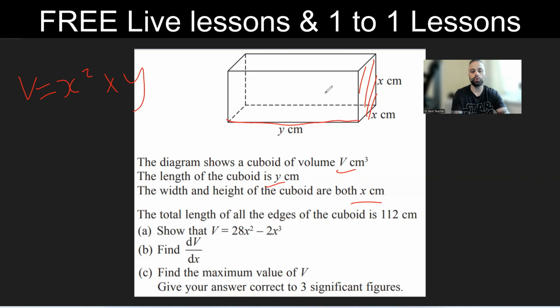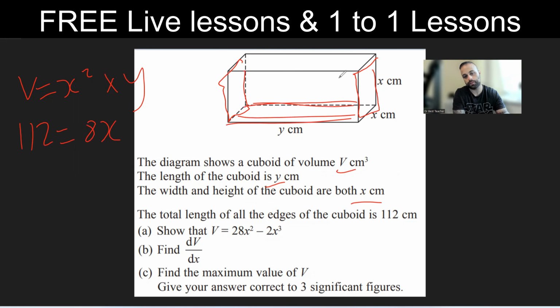And then they say the total length is 112. So if I add up all the lengths of the whole shape, I've got an X, an X, an X, and an X. So 112 is equal to 8x, because I've got two different sides, don't forget. Plus I need to add these Y's over there. So that's a 2Y, just those two. But I've got that side also, which will give me a total of 4Y.